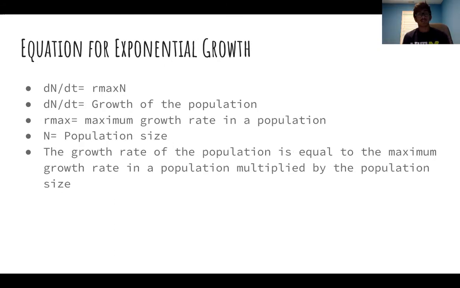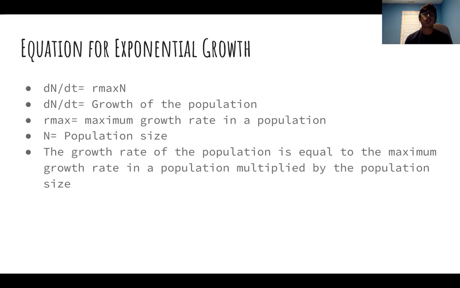And then the equation for exponential growth is expressed as dN divided by dt is equal to r max N. So the dN divided by dt, as I said on the last slide, is equal to the growth of the population. The r max is the maximum growth in the population per capita, and the N is the population size.